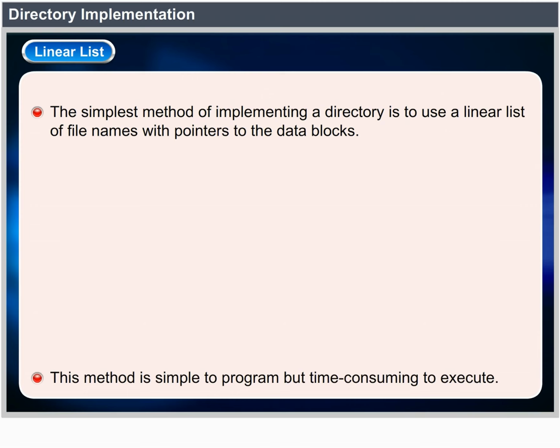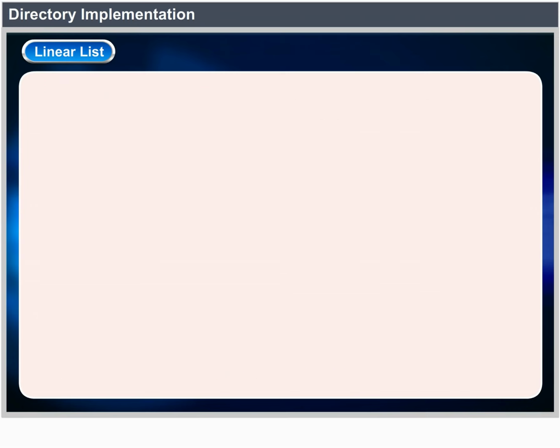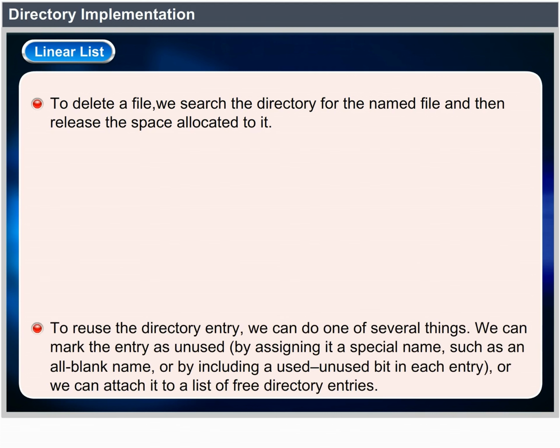To create a new file, we must first search the directory to be sure that no existing file has the same name. Then we add a new entry at the end of the directory. To delete a file, we search the directory for the named file and then release the space allocated to it. To reuse the directory entry, we can do one of several things.